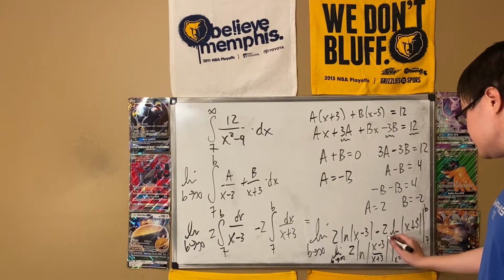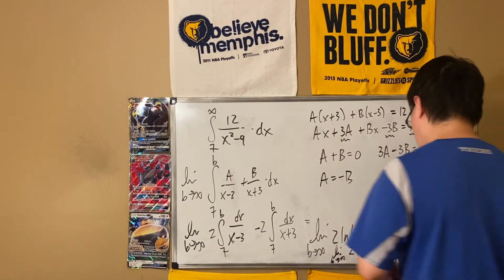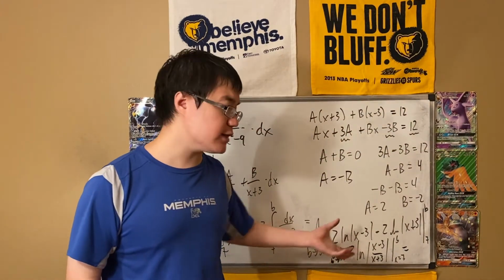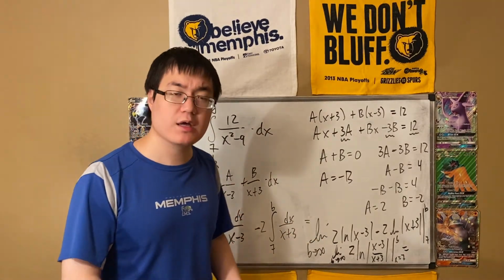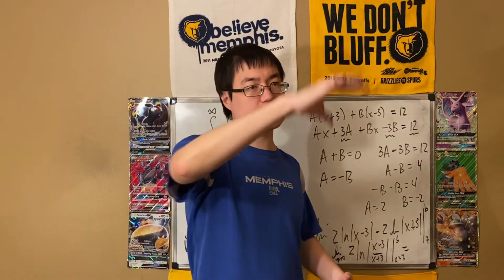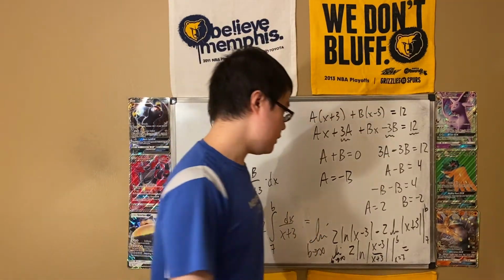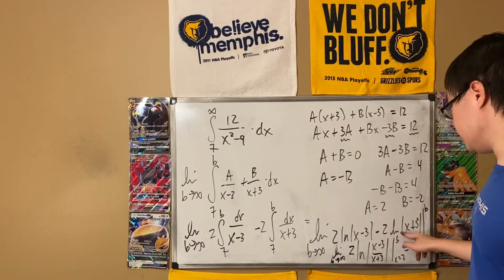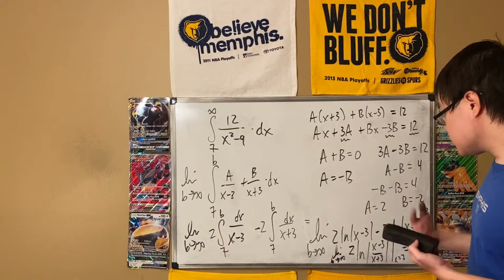So hopefully you can tell that these are absolute values, this is a vertical bar. All of this is quite confusing. But again, all we're doing is taking our answer and using a very standard ln property, which is that the ln of something minus the ln of something is the ln of the numerator divided by the denominator. So the ln of this minus the ln of this is the ln of x minus 3 over x plus 3. So let's see what happens.